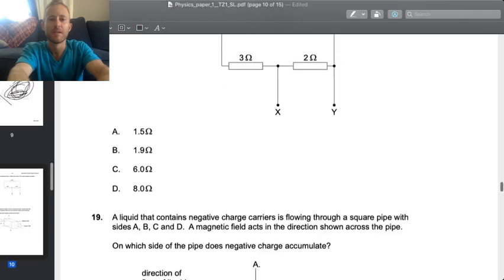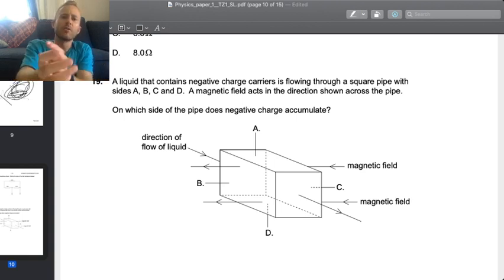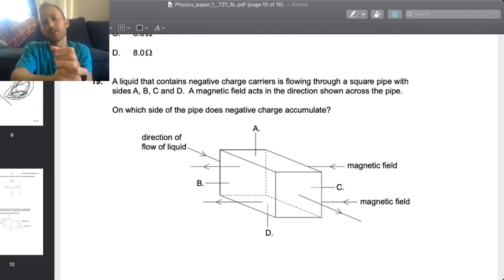Okay. Number 19. Ooh, okay. It's kind of cool. A liquid that contains negative charge carriers is flowing through a square pipe with sides A, B, C, D. A magnetic field acts in the direction shown across the pipe. On which side of the pipe does negative charge accumulate?